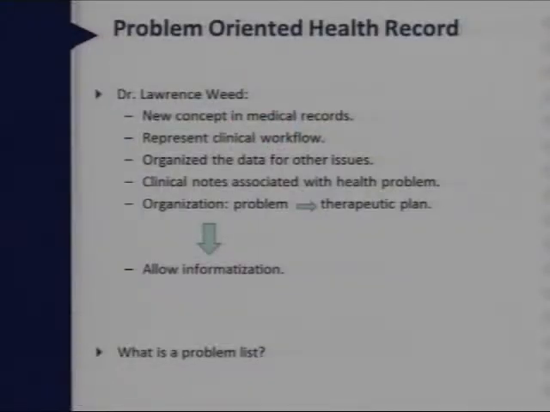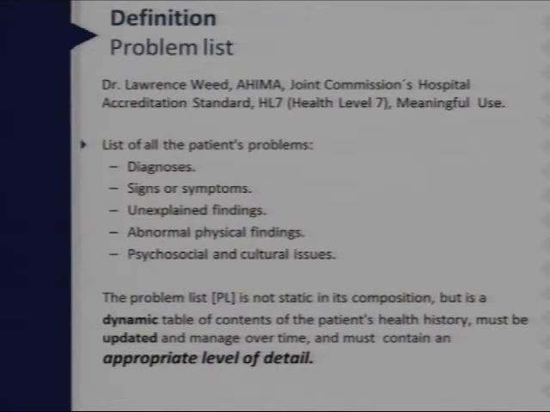So, what is a problem list? There are a lot of definitions of what a problem list is. Every association related with health informatics has one definition. I mixed them all together, and I want to share with you this definition, which says that the problem list is a list of all patients' diagnoses, single symptoms, unexplained findings, abnormal physical findings, and psychosocial and cultural issues. They also note that the problem list is not static; it's a dynamic list of what happens with the patient, must be updated, and should have an appropriate level of detail.